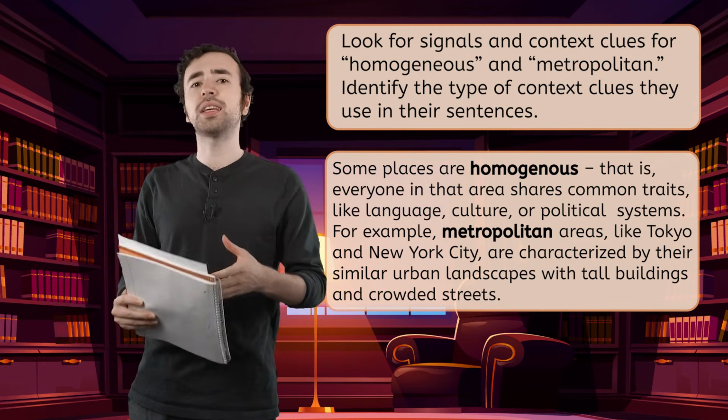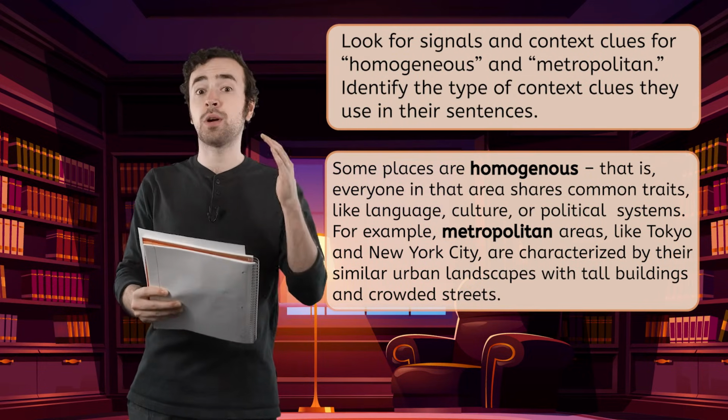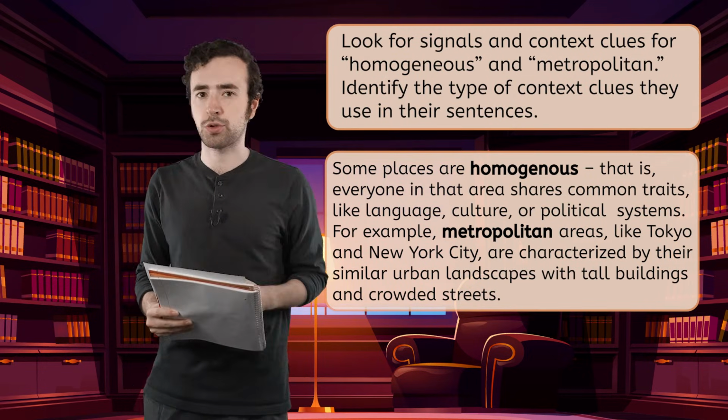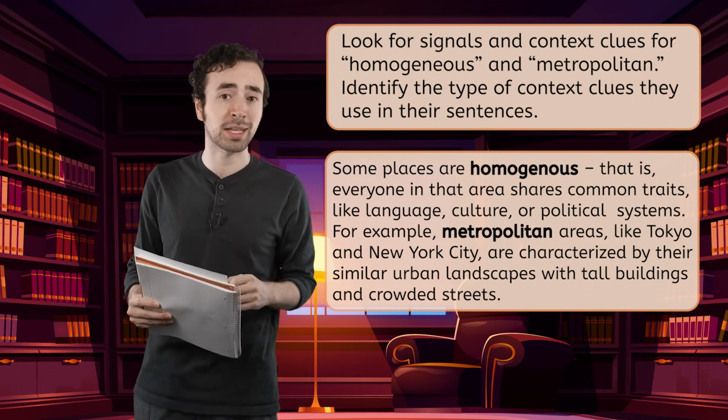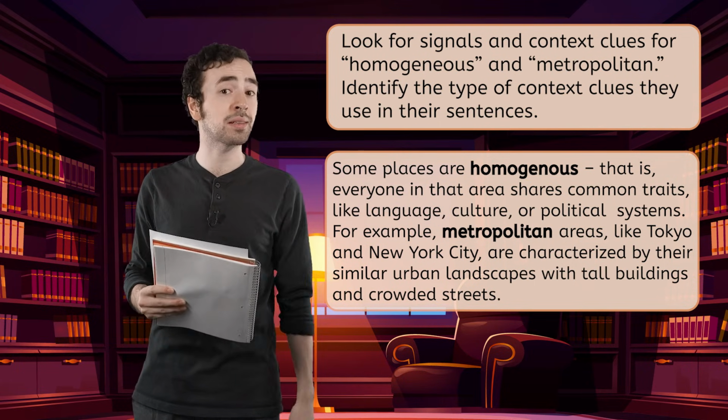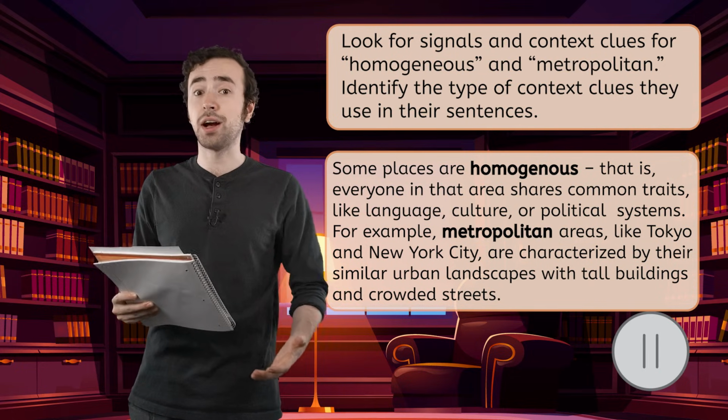Wait a minute. I can use the signal words from my dream to figure out the meanings of the words I don't know. Let's try to find the signals and context clues for homogeneous and metropolitan. We can also identify the types of context clues that are being used in these sentences. Try to find them yourself in your PDF.